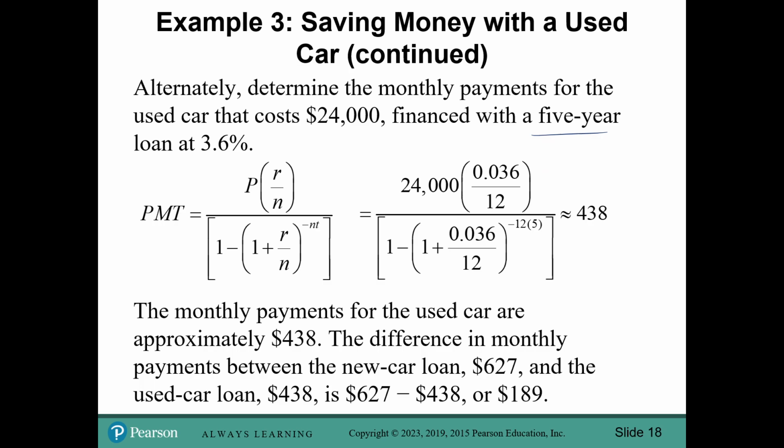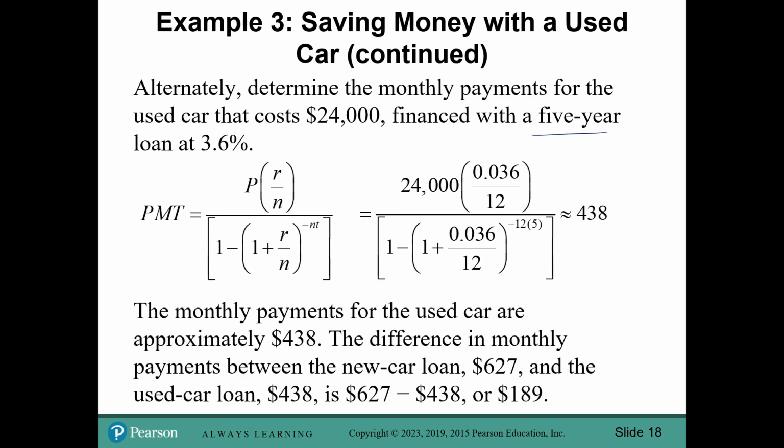The difference in monthly payments between the new car loan, $627, and the used car loan, which is $438, if you subtract those values, you see the difference is $189 per month. Okay, so for $189 per month more, you can have a new car. Or for $189 less, you can use the used car option.